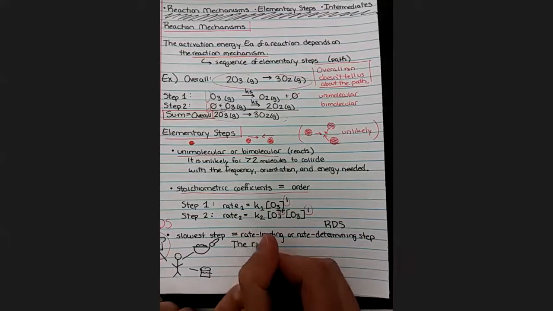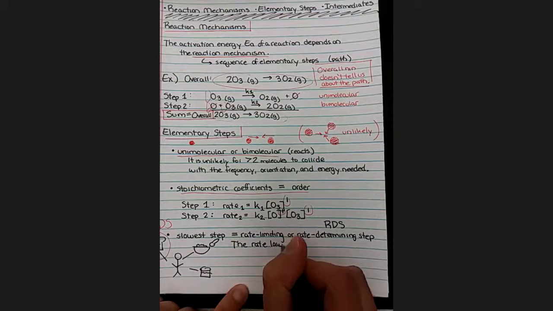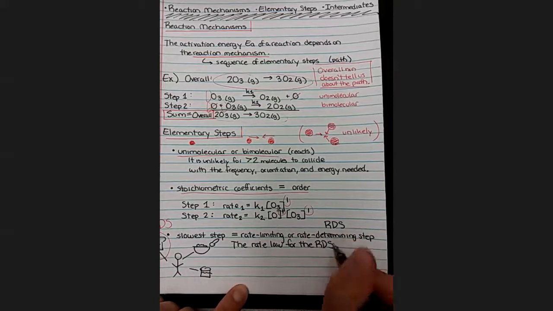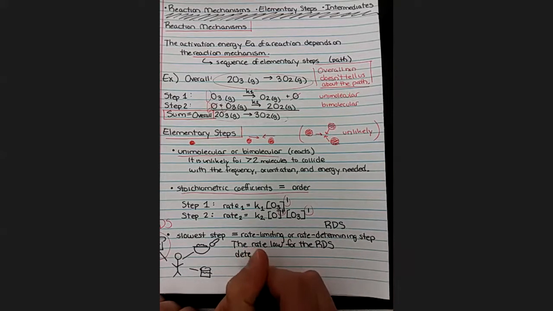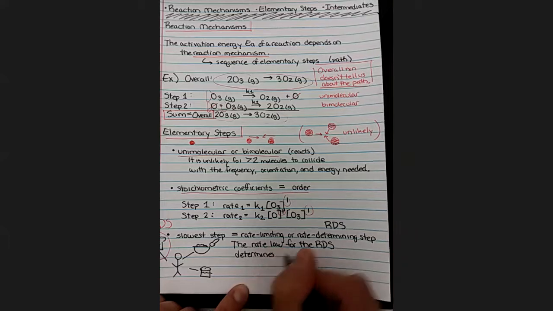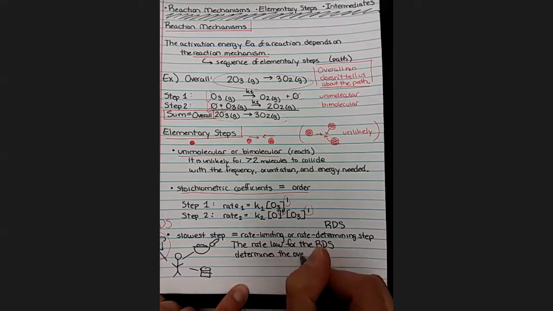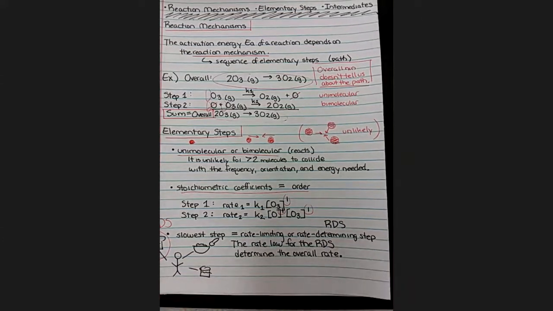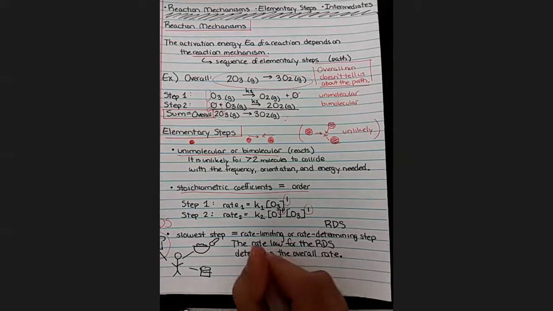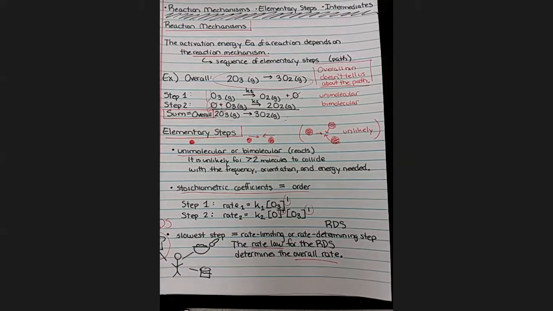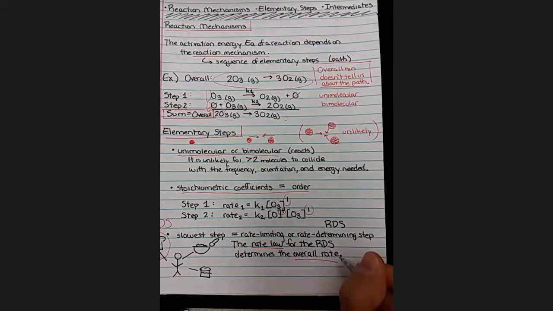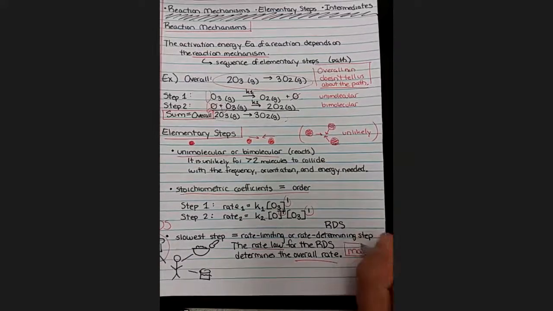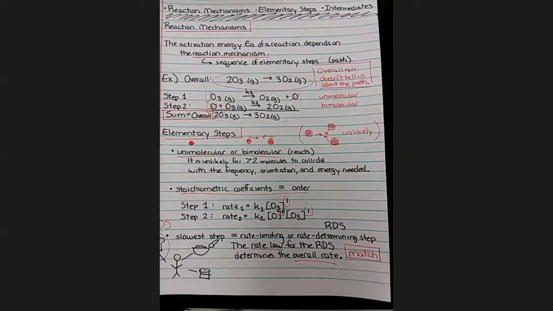So let's write that out. That's important. So the rate law for the rate determining step, the slowest one, determines the overall rate. Okay, and so these rate laws are going to match. And that's going to be important when we're trying to figure out if a mechanism is plausible or not.